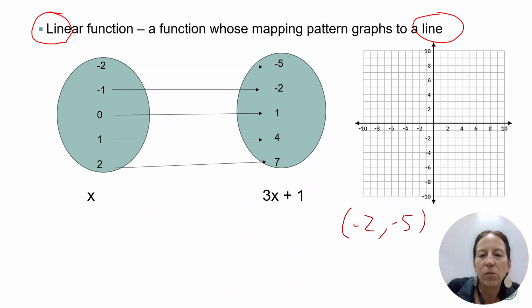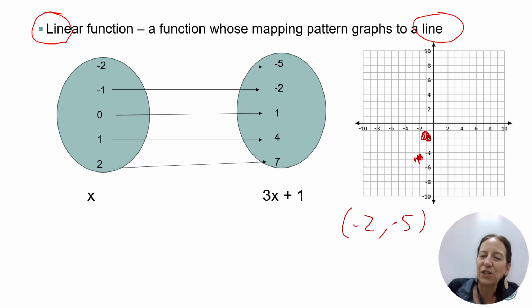So we'll go and find that. That would put us right there. Okay, and we could repeat this. So we could have x is -1, and so -1 times 3 is -3, and -3 plus 1 is -2. And so that puts us right there.